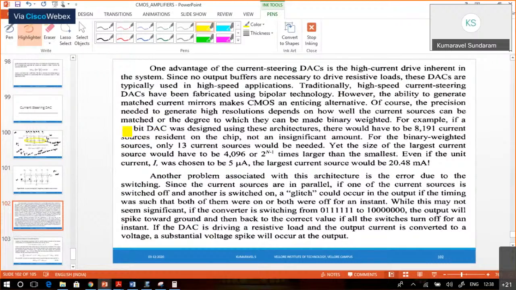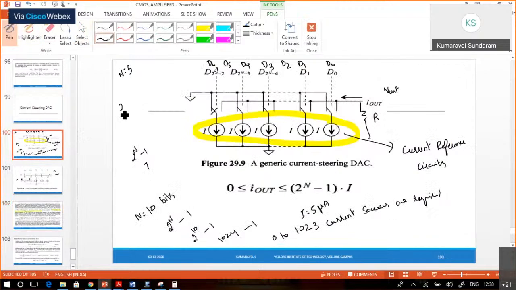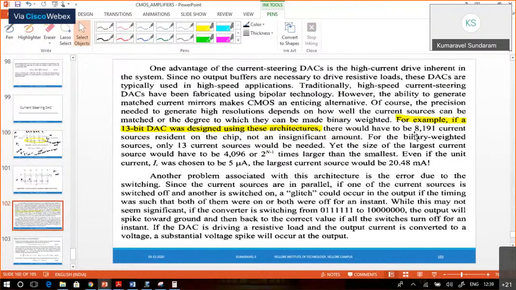For example, if a 13-bit DAC was designed using this architecture, 13-bit means that with a thermometer code, how many current sources will you have? 2 power 13 minus 1, right? So that turns out to be around 8,191 current sources residing on the chip. This is insignificant with thermometer code.